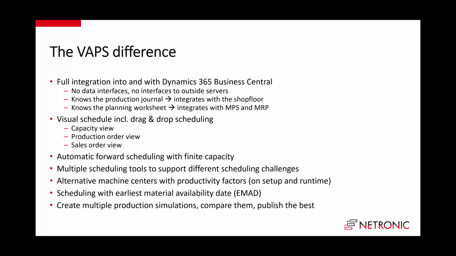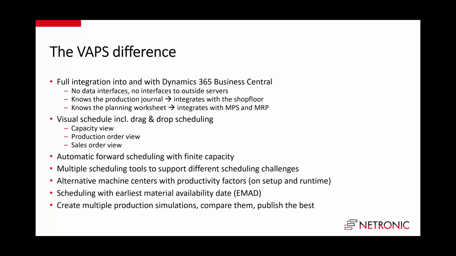It comes with automatic scheduling, and it's an automatic forward scheduling with finite capacity. So we don't overload your machine centers. We make sure that you get a realistic schedule, other than with Business Central, where you plan with infinite capacity and hence get an unrealistic schedule. We provide you within the VAPS multiple scheduling tools to support different scheduling challenges, and I will show you a few of them in a minute.